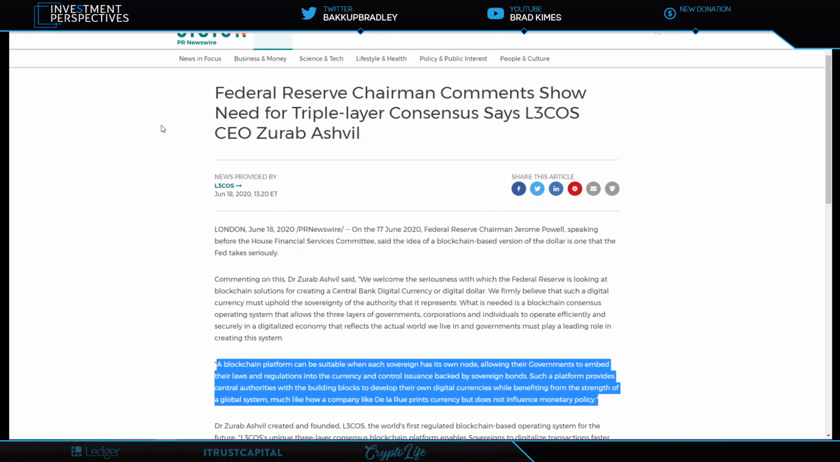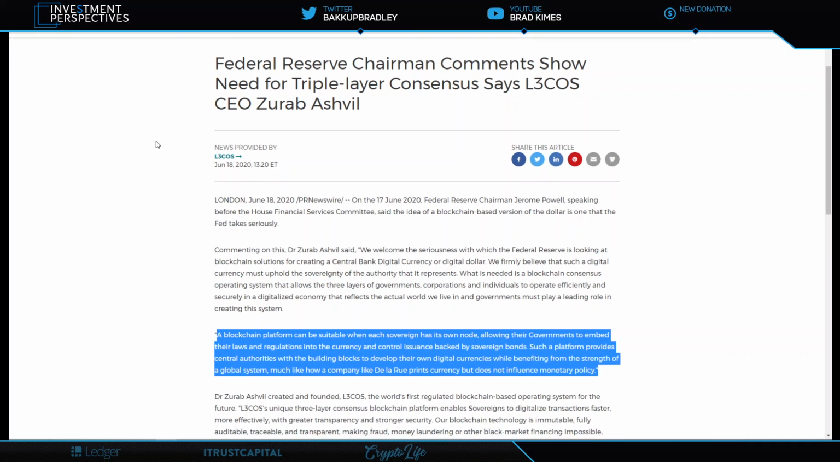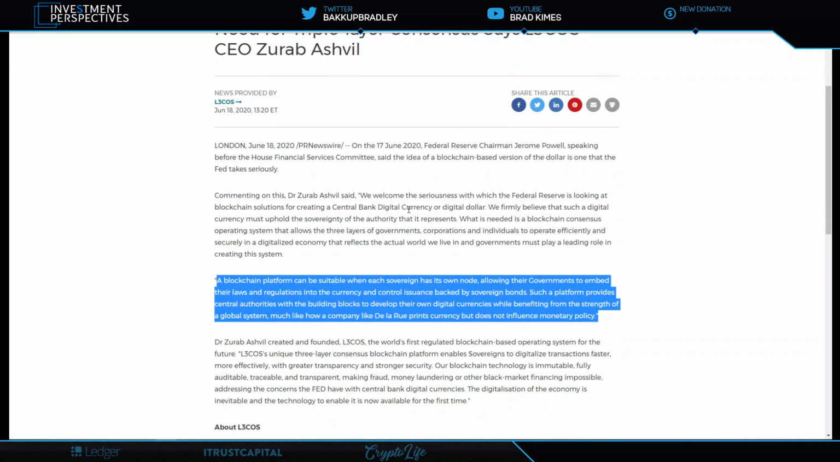Federal Reserve Chairman comments show need for a triple layer consensus, says L3COS CEO Zarab Asheville. Commenting on this, Dr. Zarab Asheville says, we welcome the seriousness with which the Federal Reserve is looking at blockchain solutions for creating central bank digital currency or digital dollar. We firmly believe that such a digital currency must uphold the sovereignty and authority that it represents. It is what is needed in a blockchain consensus operating system that allows 3 layers of governments, corporations, and individuals to operate efficiently and securely in a digitalized economy that reflects the actual world we live in, and governments must play a leading role in creating systems.